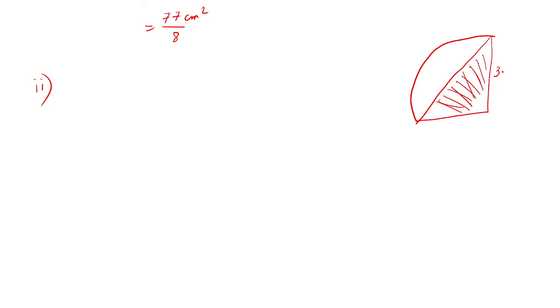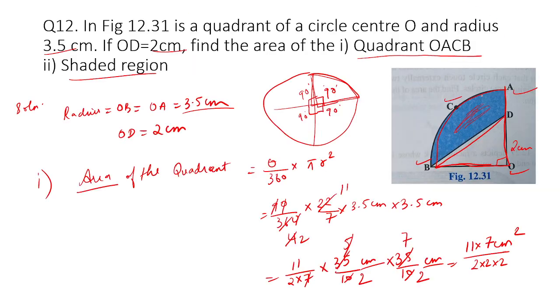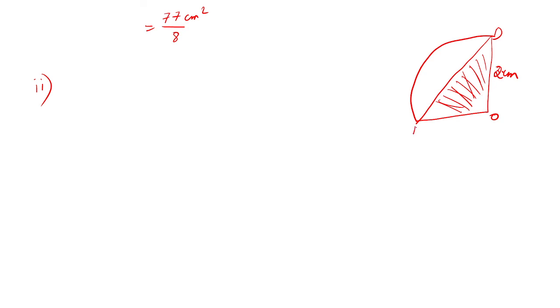We know that this is given as 2 centimeter. This is OD, OD is given as 2 centimeter, and OB is given as 3.5 centimeter, right? Because that is the radius. OB is the radius. So if we take a triangle, this is what we have: D, O, and B. So this is 3.5 centimeter, and this is 2 centimeter. Yes or not?